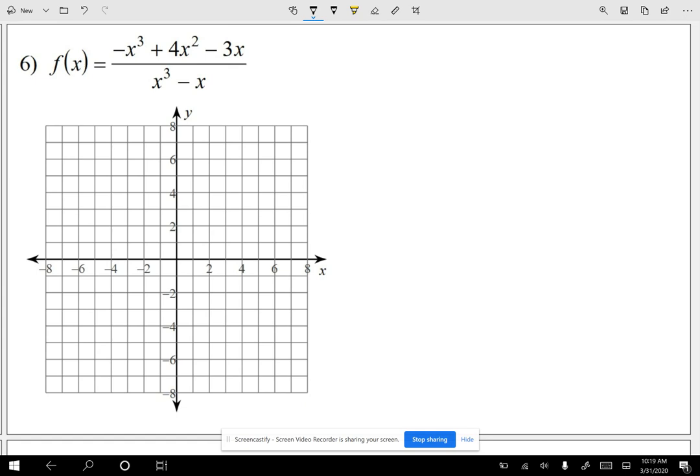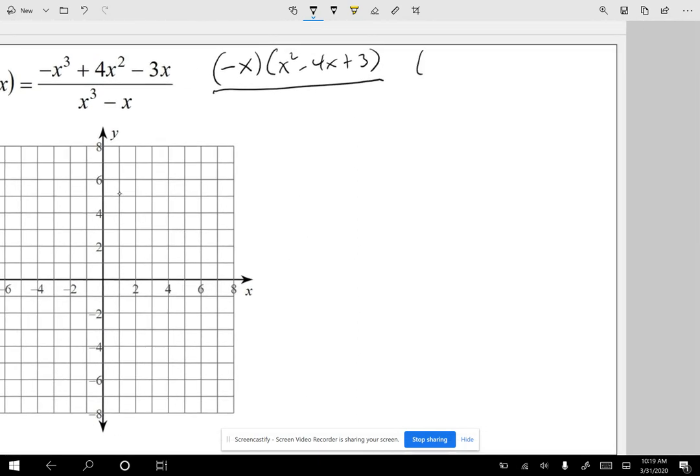So I take the -x out. So that gives me x squared minus 4x plus 3. I take the negative sign out just because it's a little bit easier to work with. Now I have a -x, and then x squared minus 4x plus 3, I'm going to factor that. That's going to give me x minus 3, x minus 1. Factor using synthetic division or factor using the x thing we used to do.